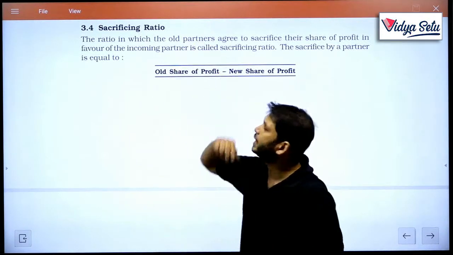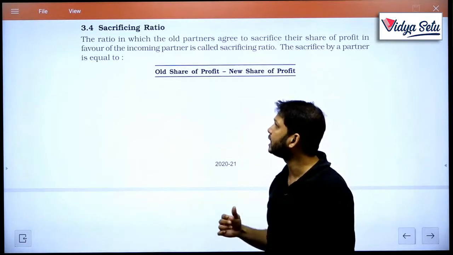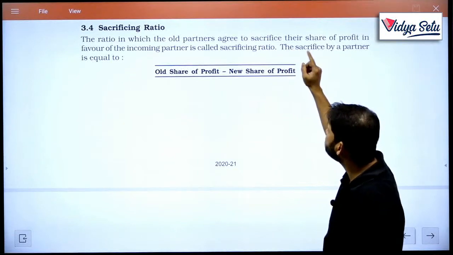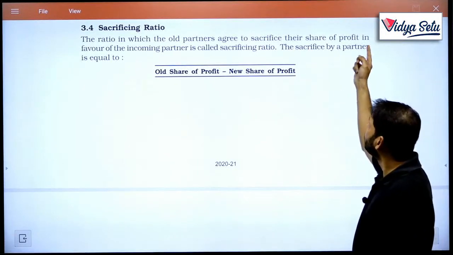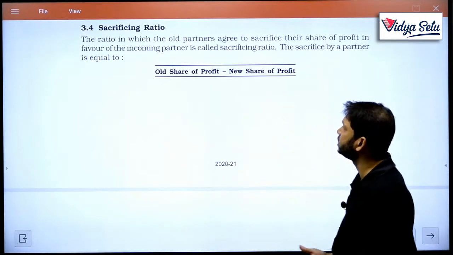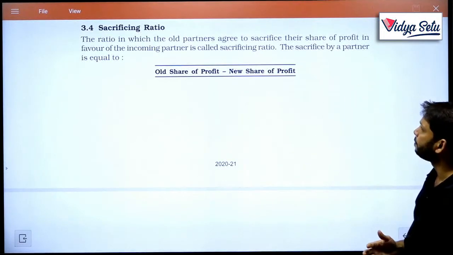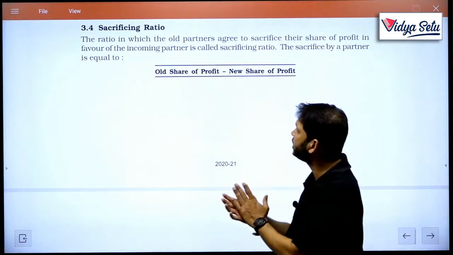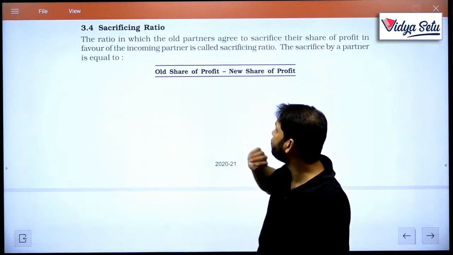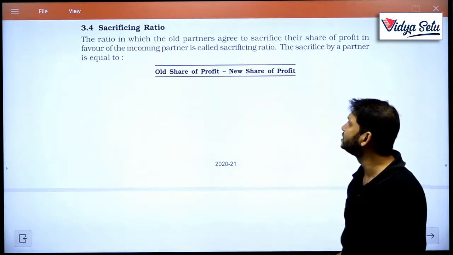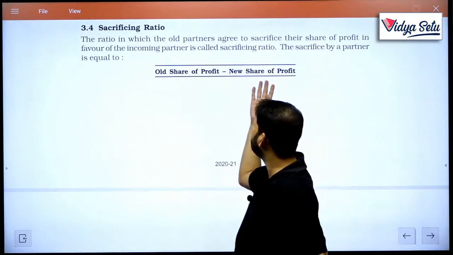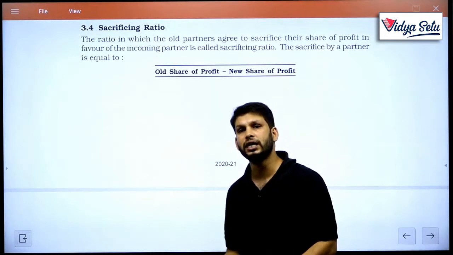So what is the sacrificing ratio? Let's understand this. The ratio in which the old partners agree to sacrifice their share of profit in favor of the incoming partner is called the sacrificing ratio. The sacrifice by the partner is equal to their old ratio or share of profit minus their new share. If there is any difference between old and new, that is the sacrifice they have made.